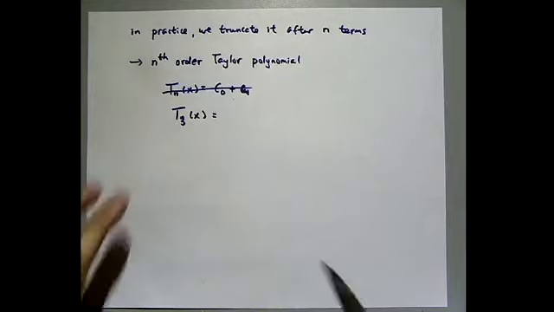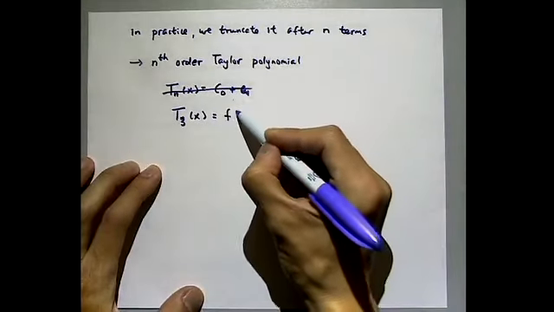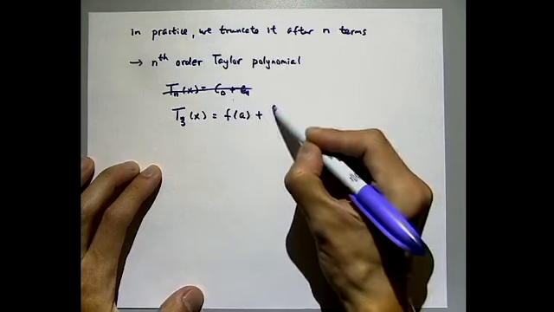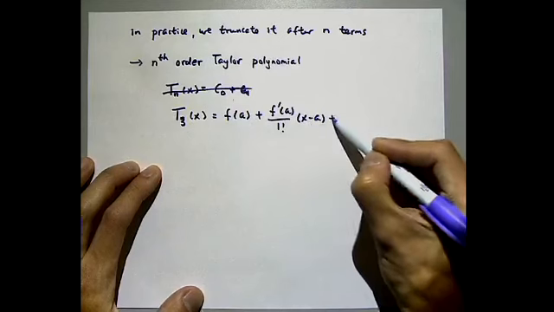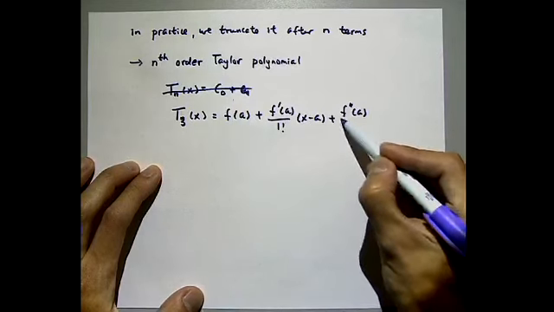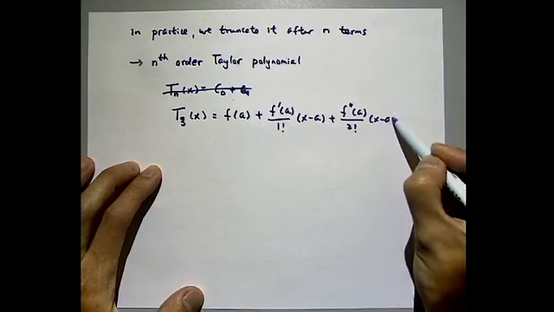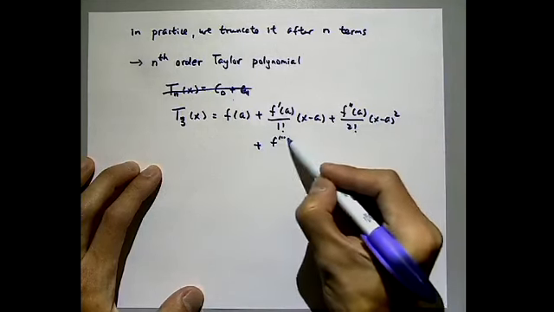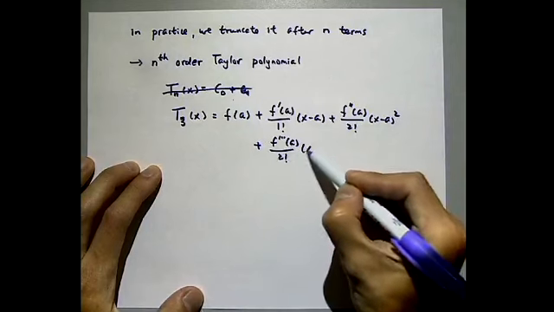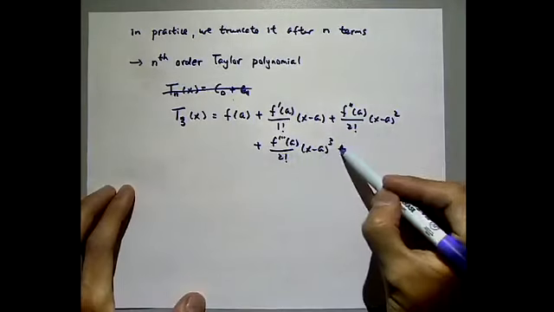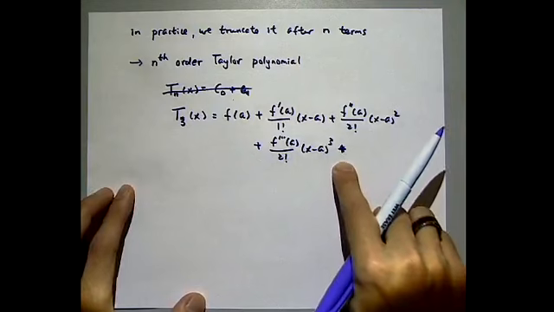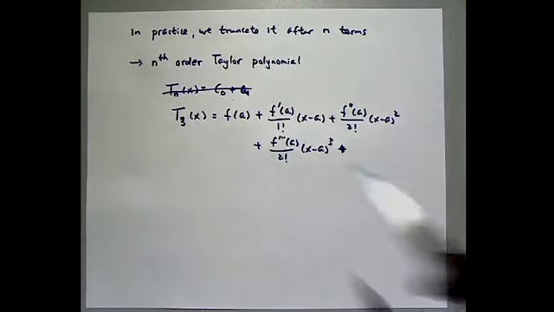So let's write out the third one here. This is f at a plus f prime at a over 1 factorial times x minus a plus... and I want to go up to 3, and that's it. We just stop it. We chop it off after 3. Now, obviously, this is not going to be exactly the same as the function we're trying to build upon, but for many applications, it'll be good enough.